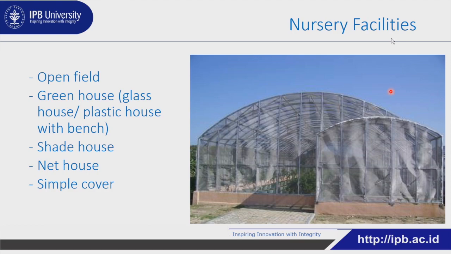Yeah. And second is nursery facilities. The nursery can be in the open field, but if you have a plant with high economic value, and the plant quality is driven by the cosmetic properties of the plant, therefore you want to keep it as good as possible. And also sometimes you are dealing with heavy rain in your area, and it can also cause problems with your plants, then you should also think about a greenhouse or glass house, plastic house, etc. Or even a shading house if you also want to propagate plants that require less light intensity.